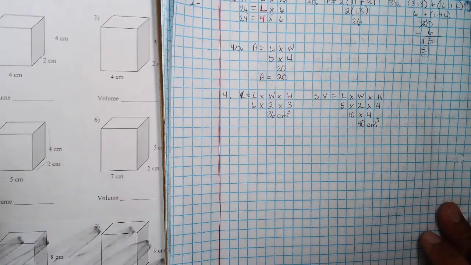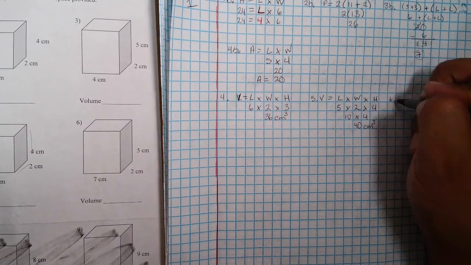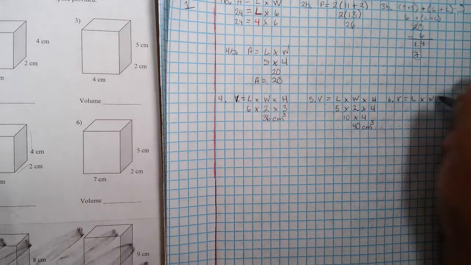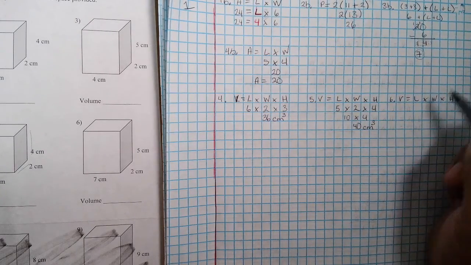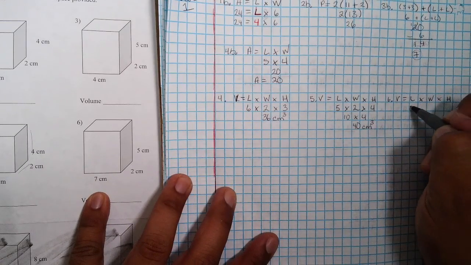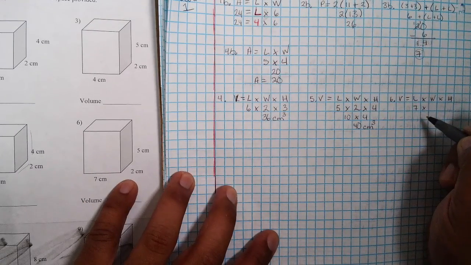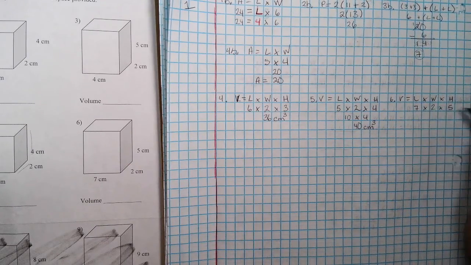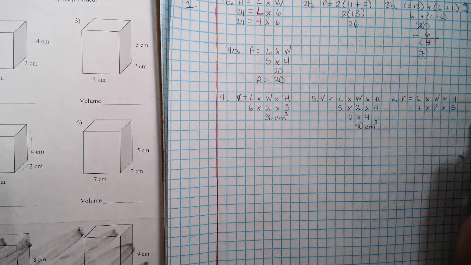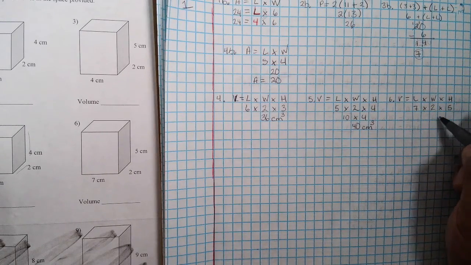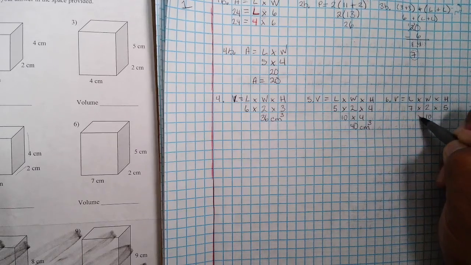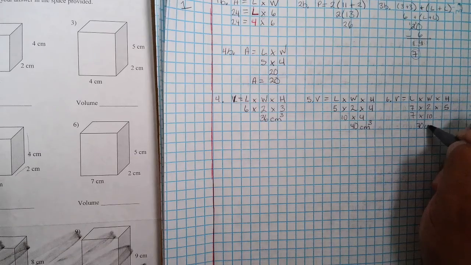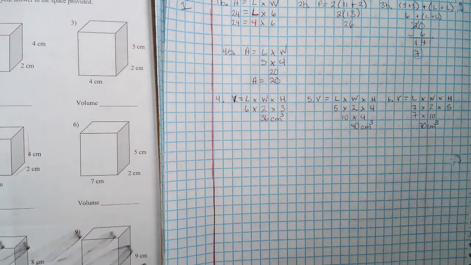All right. And the last one, number 6. Volume equals length times width times height. The length is 7 centimeters times the width, which is 2 centimeters, times the height, how tall is it, which is 5 centimeters. Same thing, I can choose whichever way. 2 times 5 is going to give me 10. 10 times 7 gives me 70 centimeters cubed.